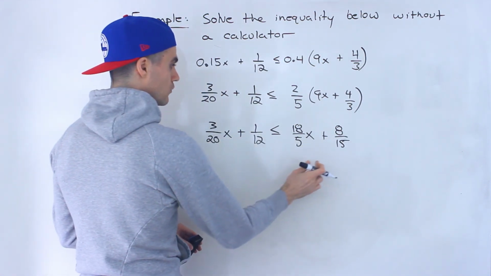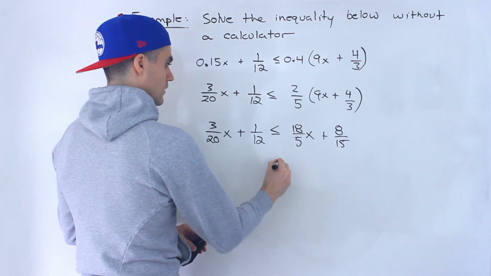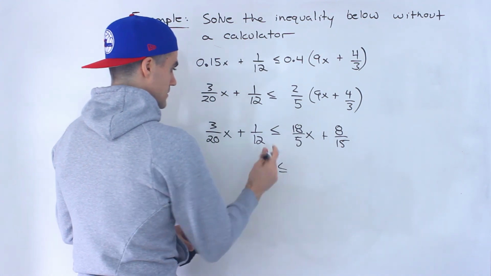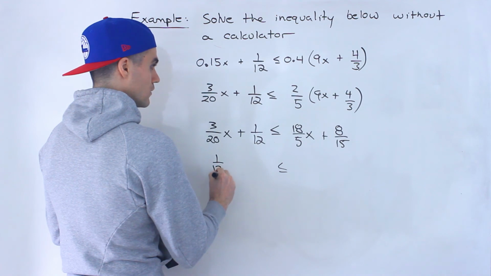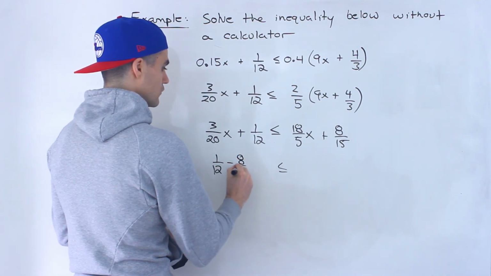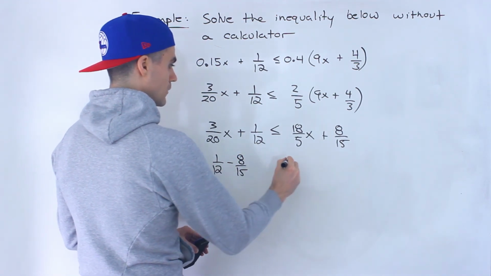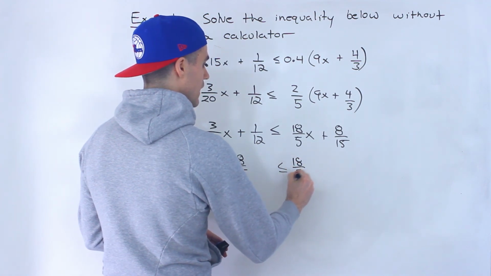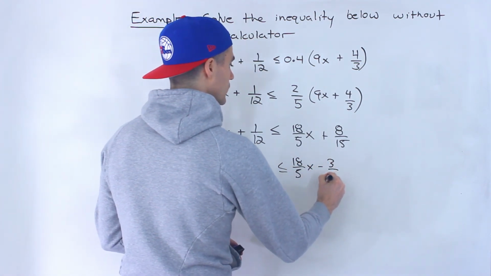So this I'm going to bring over. And then this I'm going to bring over. So we'll have 1 over 12 minus 8 over 15. And then we'll have 18 over 5x minus 3 over 20x.